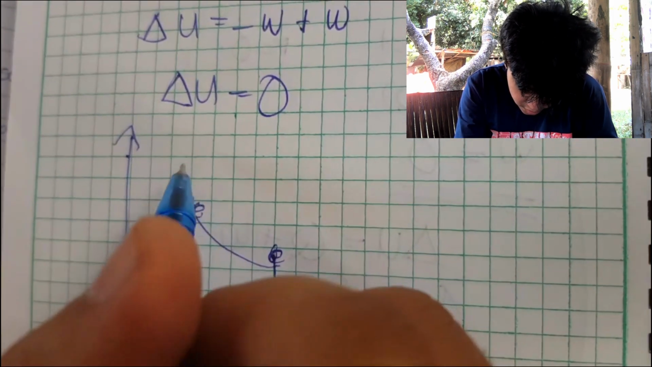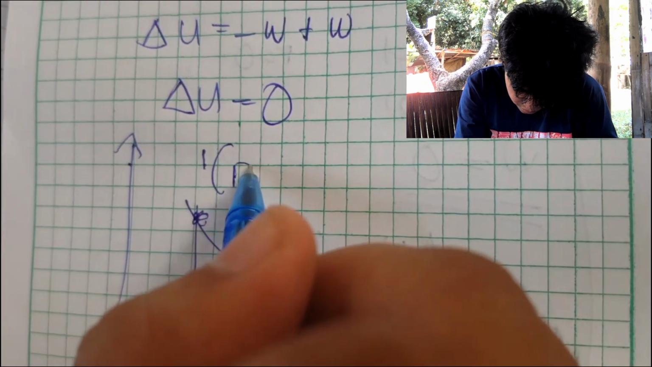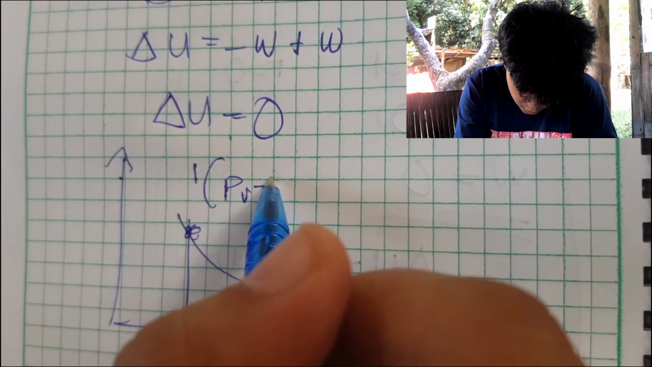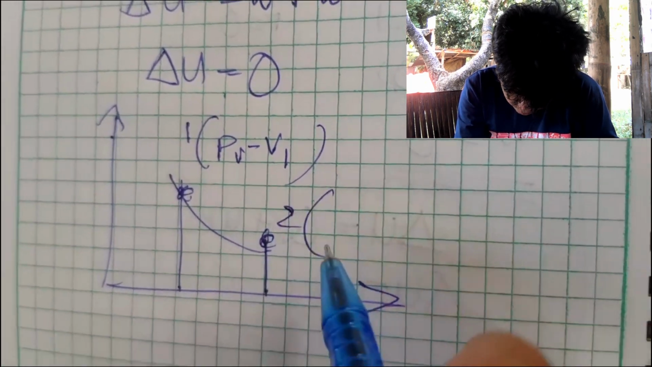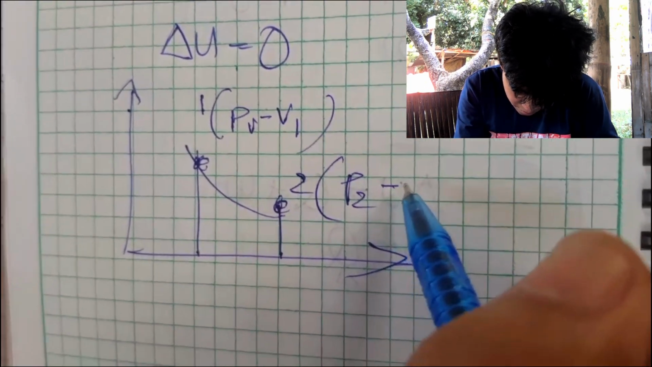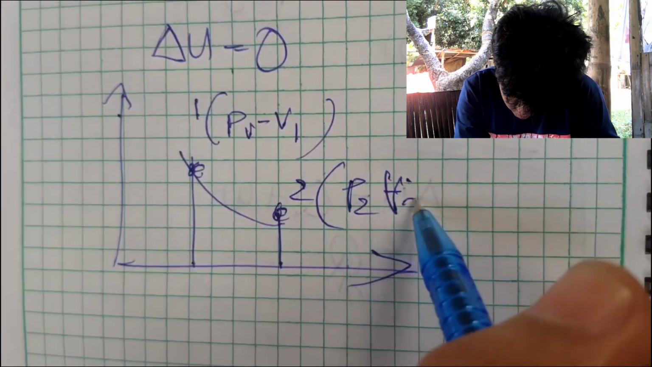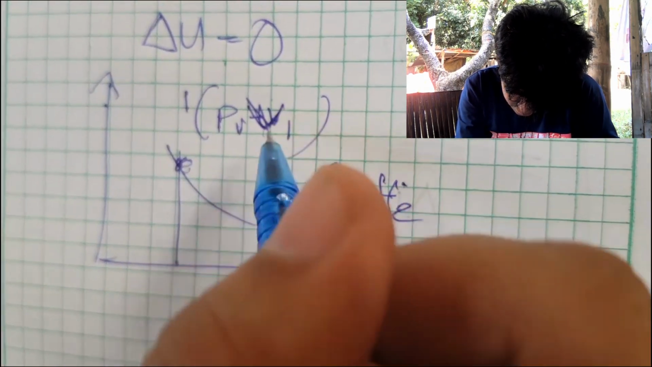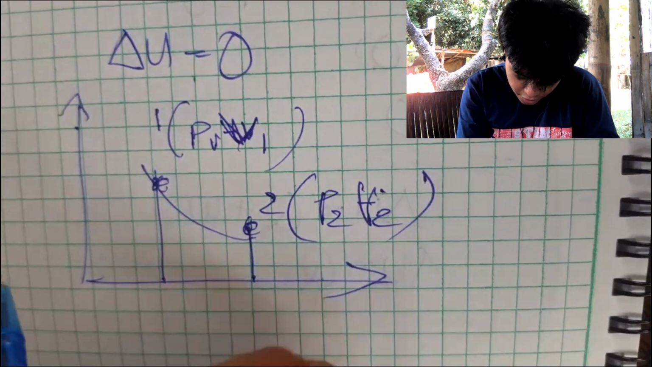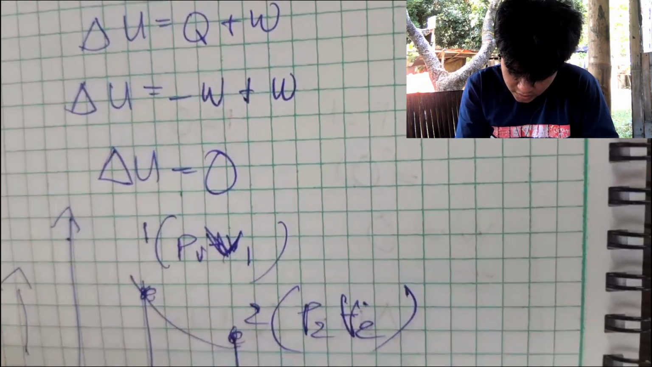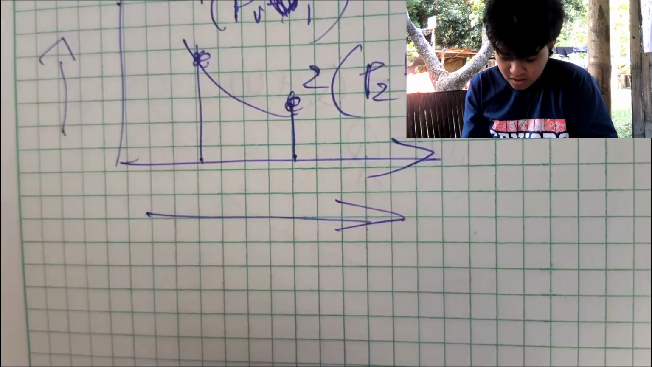Then this is P1 times V1 at the first dot. The second will be P2 times V2. This is multiplication, where this is the pressure and this is the given volume.